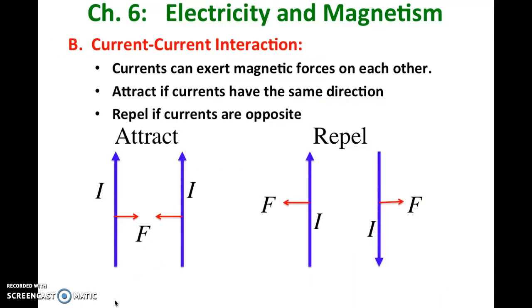Current produces magnetic field, and the magnetic field exerts force on current. Therefore, currents can exert magnetic force on each other. Currents attract each other if they are in the same direction, and repel each other if they are in opposite directions.